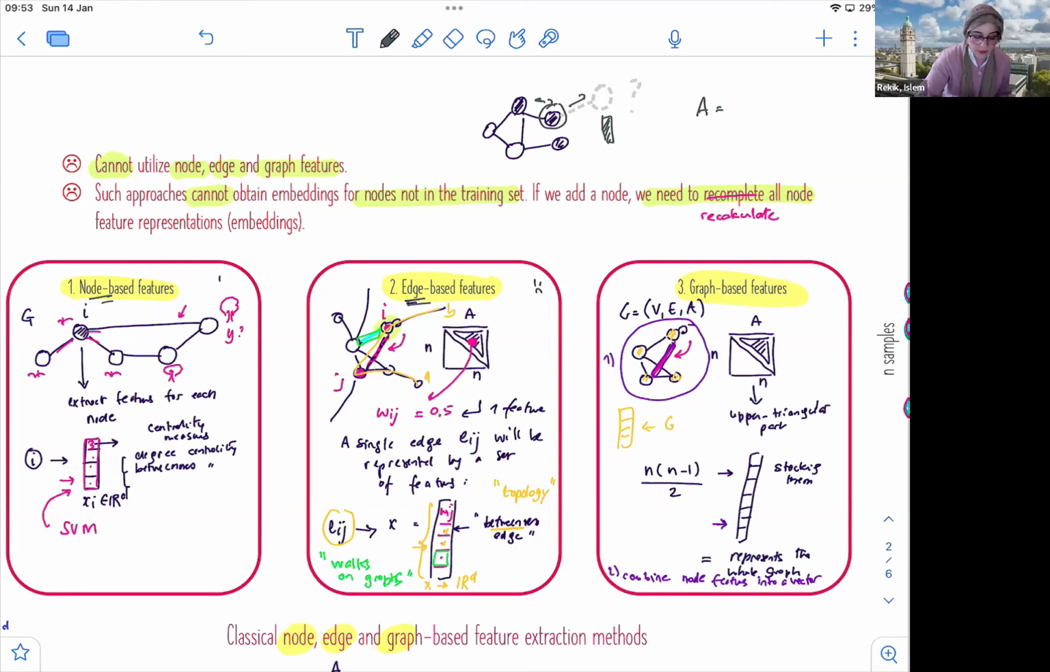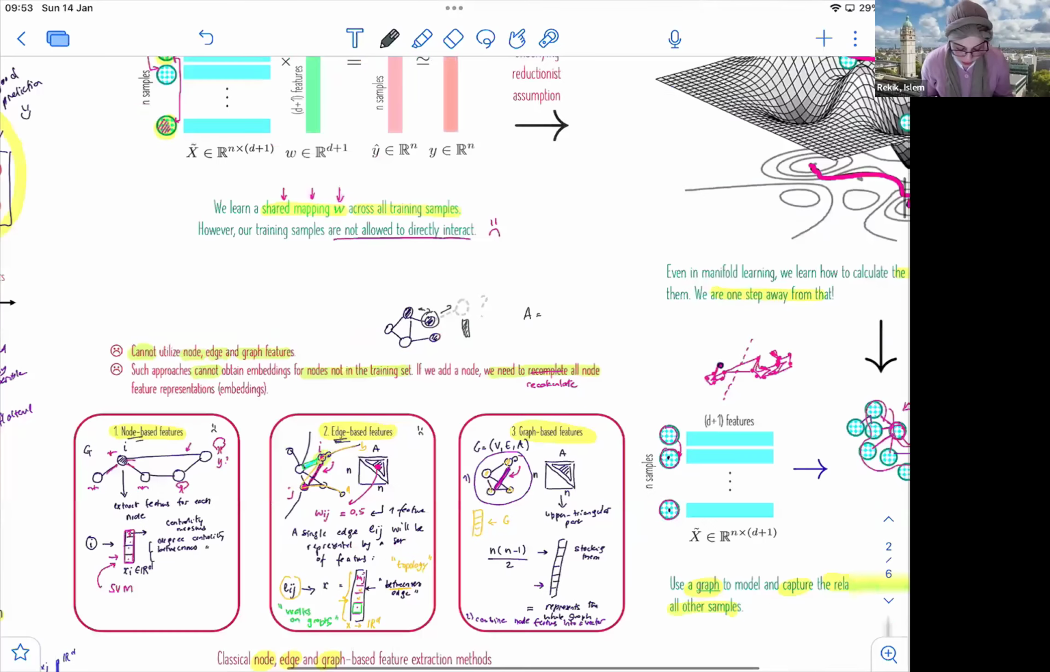So these are the main disadvantages of using classical graph theory to extract features and represent parts of graphs or the entire graphs. So that's the story.